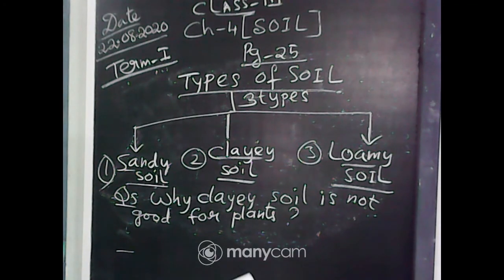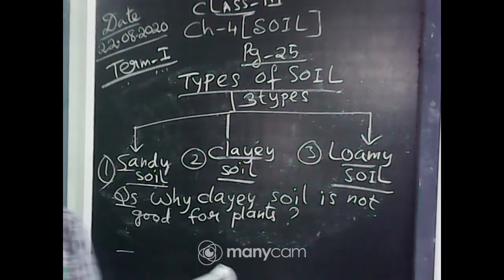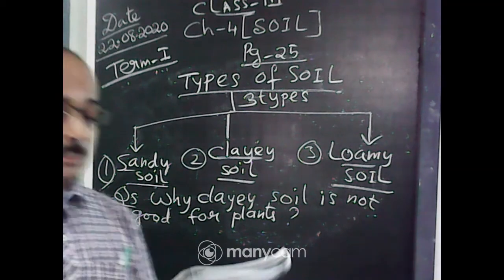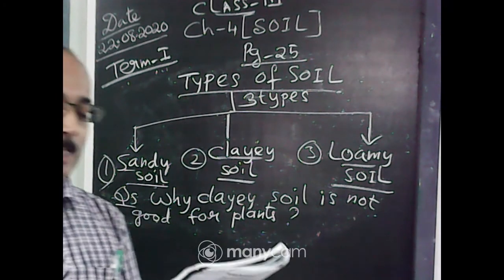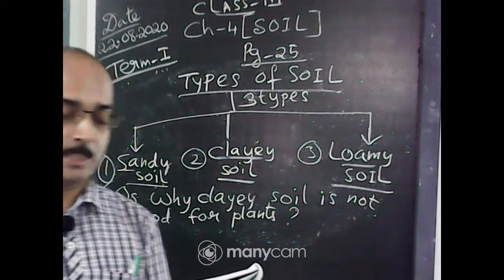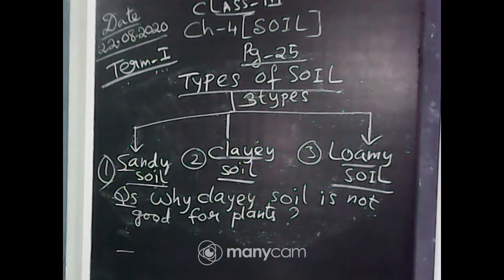This is the answer here. Clay soil is not good for plants because there are no spaces between its particles to hold air. But it can hold water. Why? Because water cannot pass through the particles easily. Okay. Now we will talk about, this is number 1, clay soil. Number 2, sandy soil.